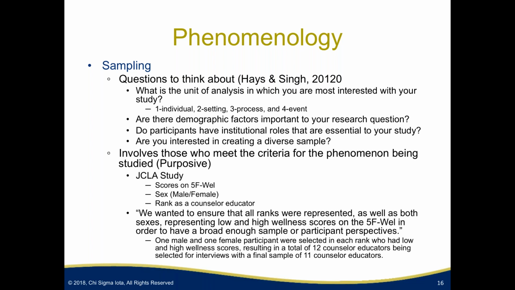So most of the time for phenomenological studies, we're looking at a purposive sample. I mean, there's purpose to the sample. There may be some demographic pieces around it, but the context usually makes it purposive. So for the JCLA study, they had folks that had taken the 5F-Well, but they were not using it for this particular study. They knew their score ranges on the 5F-Well, and so they were looking at people who had high and low scores on that.